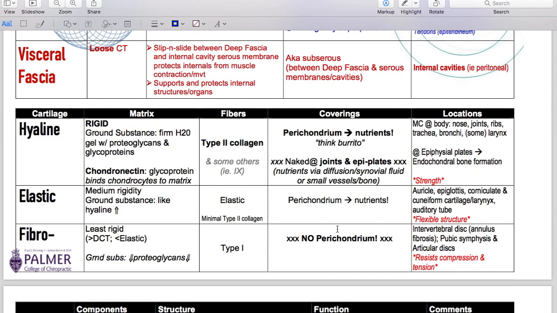And also be able to keep straight where you're going to have perichondrium covering and where you're not going to have it. Never going to have it in a joint. You're never going to have it in an epiphyseal plate in bone. And you're never going to have it in an articular disc or symphysis location with fibrocartilage.